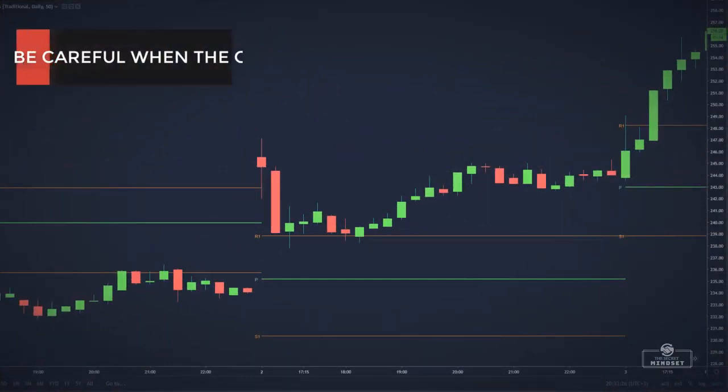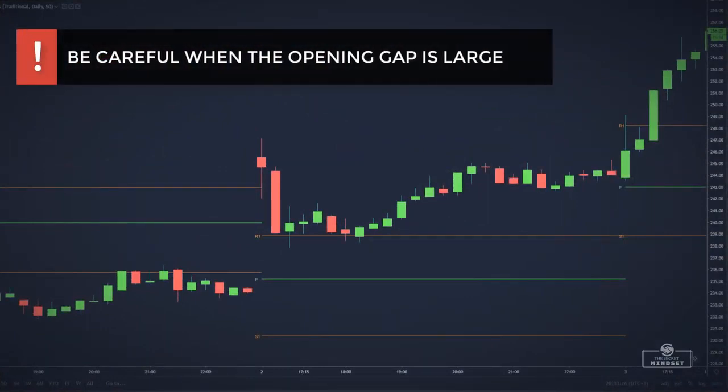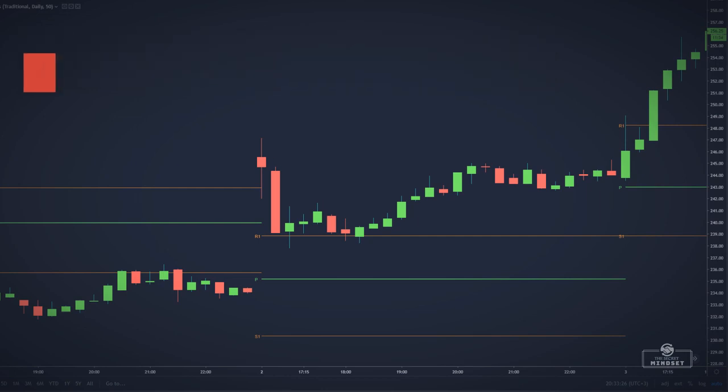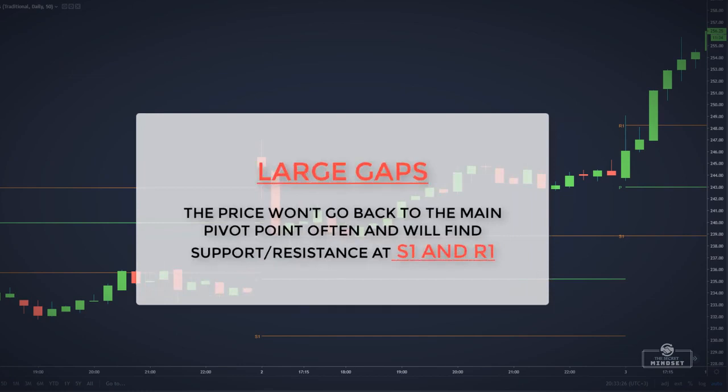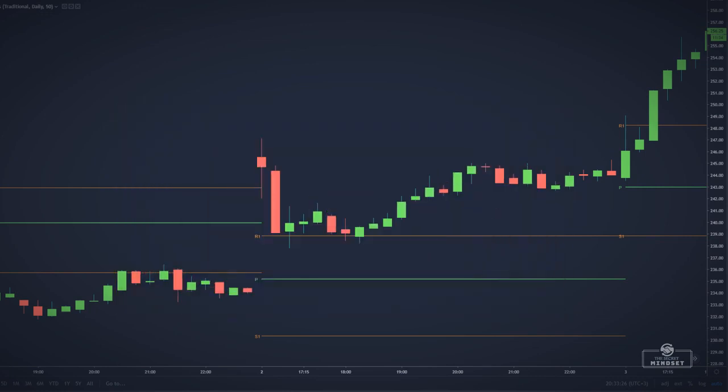Also, be careful when the market gap is large. Gaps that are too large don't tend to fill as easily as those that are moderate in size. When this happens, you'll often see that the price won't go back to the main pivot point and will find resistance at R1 or S1 levels.